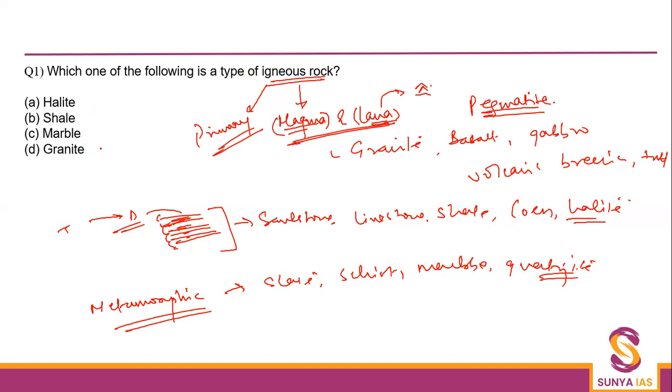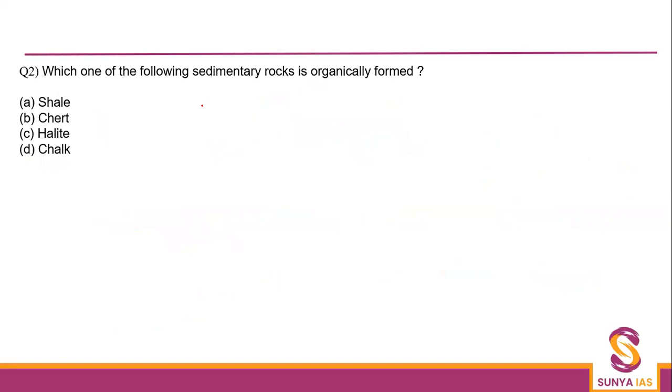First we have granite, then marble, then shale, and then halite. Out of these rocks, we know that granite is an igneous rock. The others are not igneous. Marble is a metamorphic rock. So here the correct option is option D, that is granite, a type of igneous rock. This is what is being asked. Now let's look over the next question.